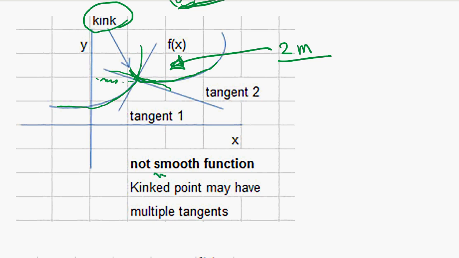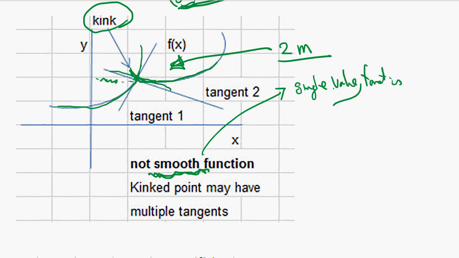How do you define a smooth function in math? Well, easy. You have a single value derivative function. You can't have two values. If you have two values, the original function is not smooth.